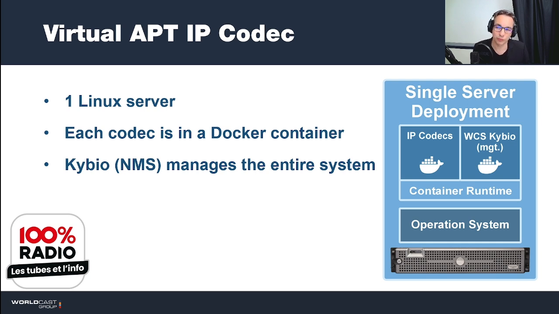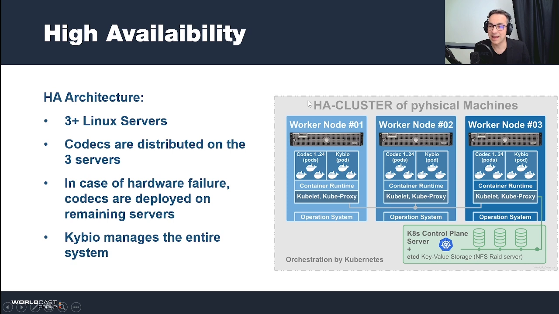And if you have a lot of programs and you want to go further in terms of redundancy, we are also compatible with solutions like high availability, HA, which allow you to have 3 or more Linux servers fully redundant in a cluster. The codecs are then distributed across the 3 servers. In case of hardware failure of one of the servers, the codec is automatically deployed in the other servers with the same IP, same configuration, everything.